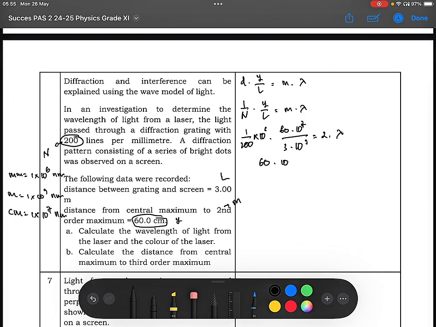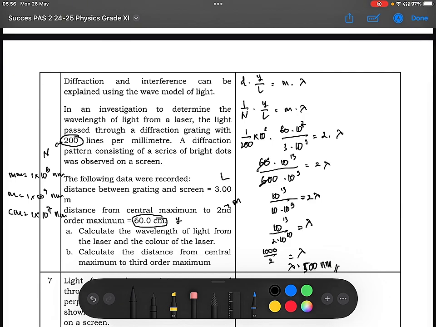Okay, for this one, lambda is 500 nanometer.